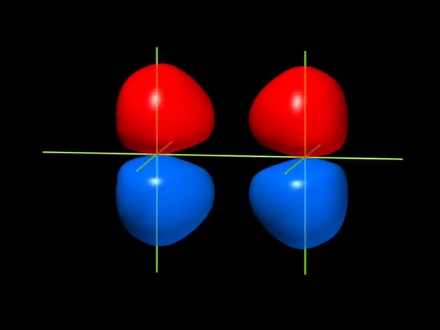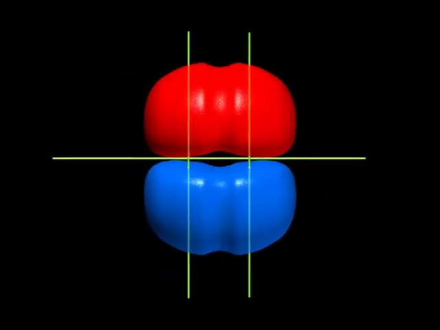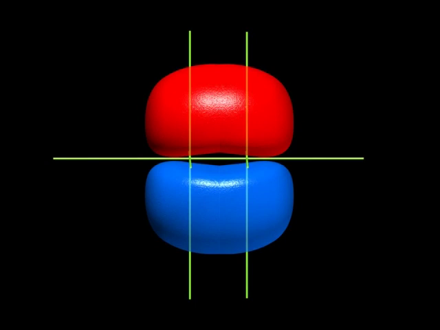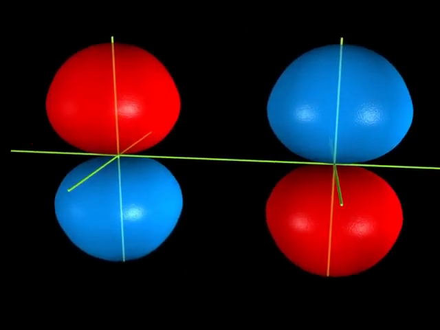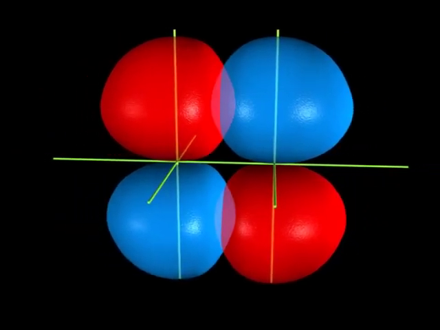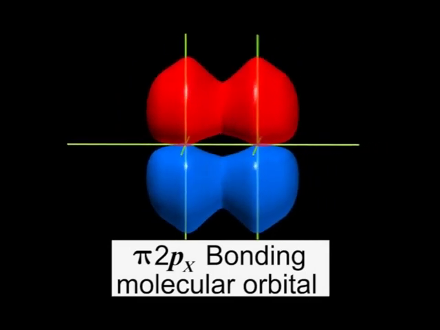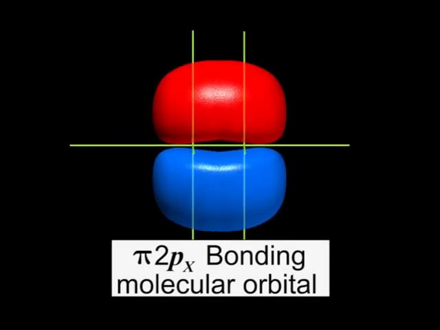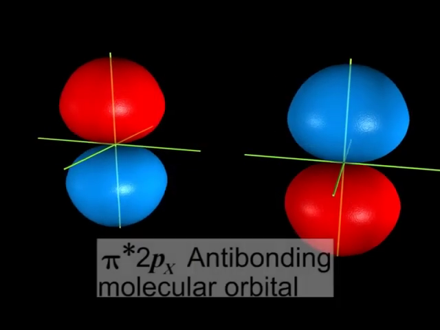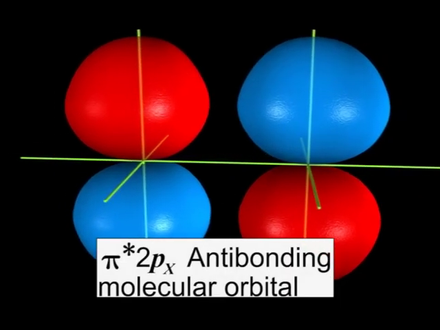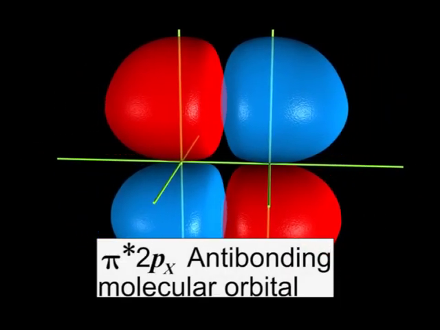When two 2px atomic orbitals combine sidewise, two pi bonding and antibonding molecular orbitals are formed. Let us look at pi 2px bonding molecular orbital as well as pi star 2px antibonding molecular orbital.